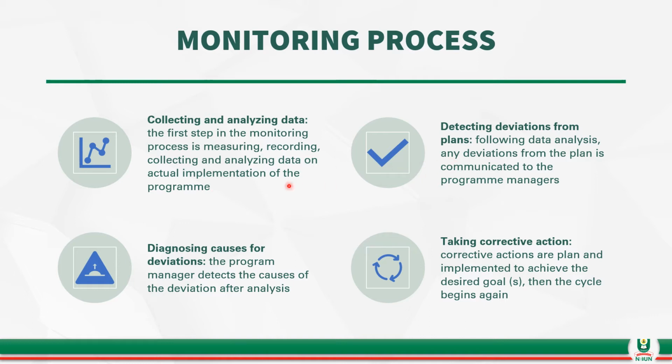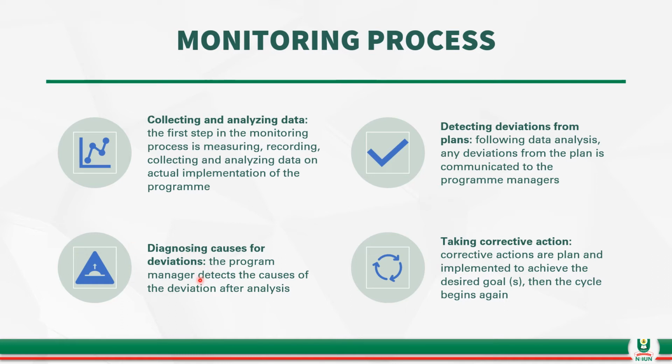Secondly, when you have collected data and you have analyzed the data, you observe if there is any deviation from the plan, and this deviation is communicated to the program managers. After detecting deviation from plan, you diagnose the causes for deviation, because you have a plan before you start implementing. When implementation started, you collect data and you do analysis. You observe if there is any deviation. The next thing you do when there is deviation is to communicate to your program manager that there is deviation here.